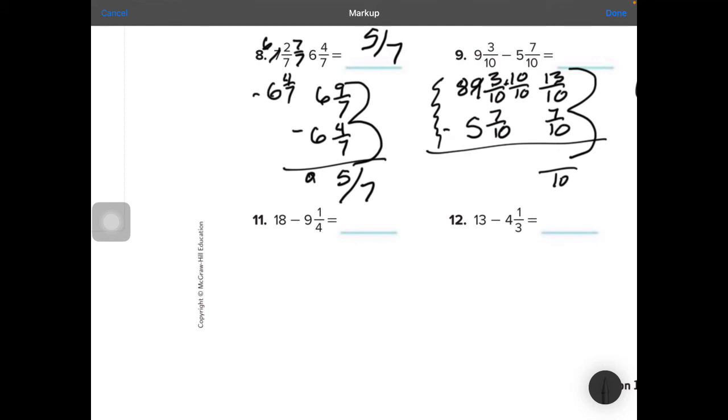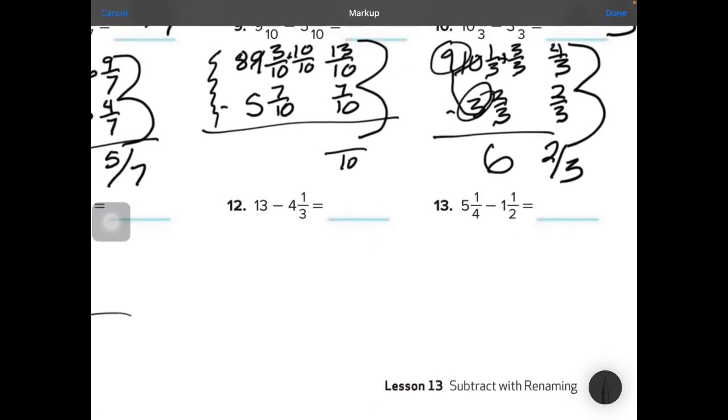Okay, number 11, go ahead and set it up. Ooh, you're going to have to rename. You're going to say 17 and then 4 fours, which is the same as saying 18, just now you have a fraction, minus 9 and 1/4. Okay, go ahead and finish the problem.